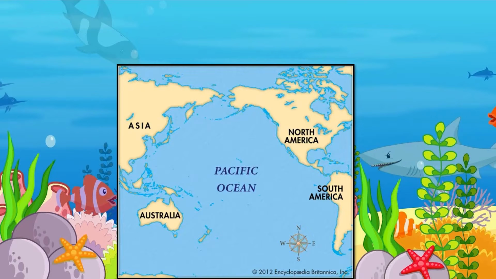The Pacific Ocean is on the east of the Philippines. As you can see, here is the Philippines, and the Pacific Ocean is on the east of the Philippines. The Philippine Sea, this is the Philippine Sea, is on its west. A sea is smaller than an ocean.